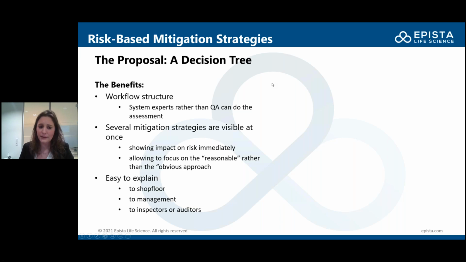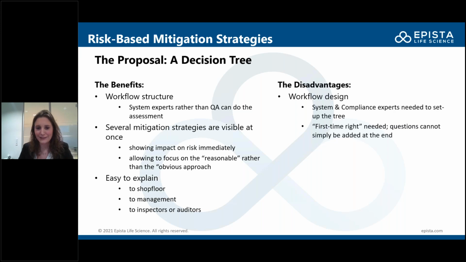And then again, you can explain it easily to your shop floor, to the management, as well as to inspectors and auditors. You can say, okay, why did you take this measure and why didn't you take another measure? Well, look, here's our tree. This is why we chose to go that way. It has the same result ultimately.